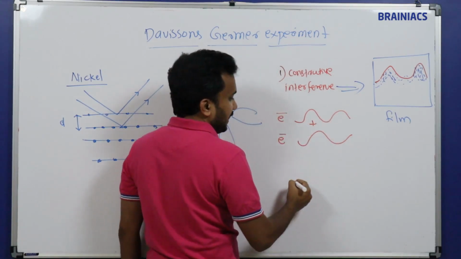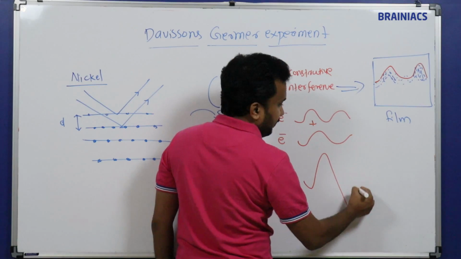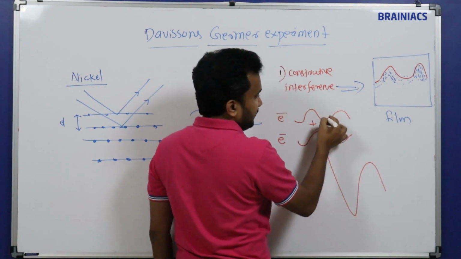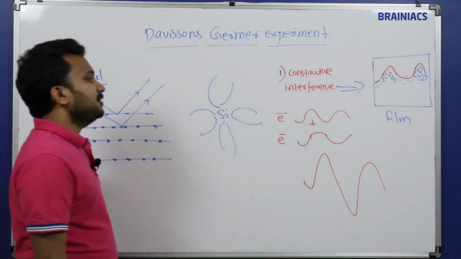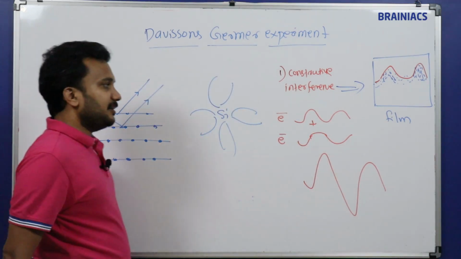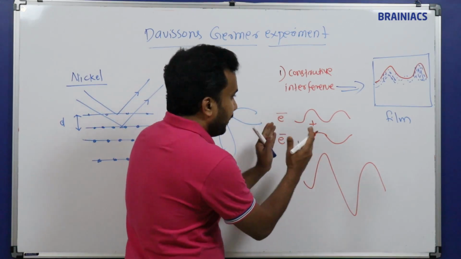So these two electrons are added up. How should I get? I will get like this. So this plus with the plus, minus with the minus, and it will get added up. Okay, so this is constructive interference, and it is indicated by the path difference.